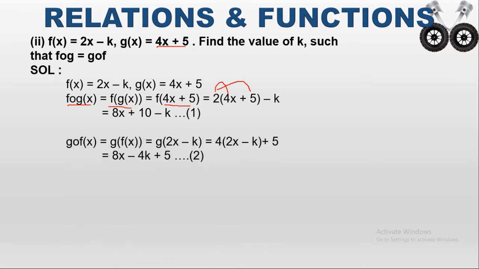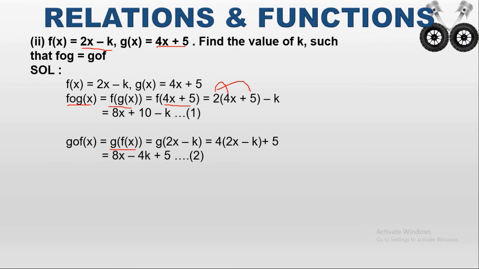Next you have to find the g composition f of x, that is g of f of x. First you have to substitute the value for f of x. So what is the value for f of x? It is 2x minus k. So g of 2x minus k. So what is the value for g of x? It is 4x plus 5.